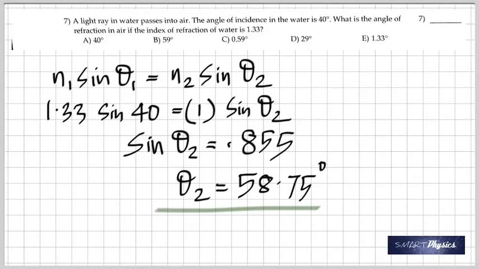In this question, light ray is in water and it passes into air. Okay, so it's in water. So N1 is 1.33. Sine 40 is equal to N2 sine theta 2. And you got to find theta 2. Find sine theta 2 and find the inverse. You get 58.75 degrees.